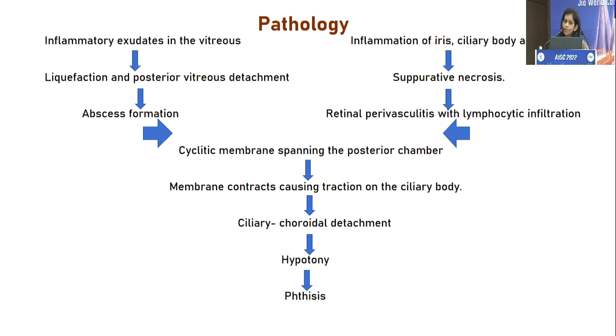Coming to the actual pathology, what happens inside the vitreous, there are inflammatory exudates in the vitreous, which lead to liquefaction and posterior vitreous detachment, which leads to abscess formation in the vitreous. There is inflammation in the iris, ciliary body, also in the retina, which lead to suppurative necrosis, and retinal perivasculitis with lymphocytic infiltration can occur. All these findings may not be visible to us because of the dense vitreous inflammation. All this leads to cyclitic membrane formation along the posterior chamber. That membrane contracts, causing traction on the ciliary body, which leads to cilio-choroidal detachment. That can cause hypotony, and inevitable phthisis may occur in untreated cases.